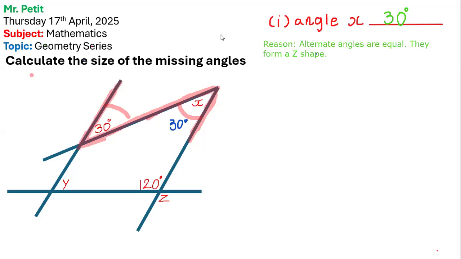Yes, sir. All right, what is the measure of angle X? What is X equal to? 30. Why is X equal to 30 degrees? Because alternate angles are equal. What shape do alternate angles form? They form a Z shape. Very good. All right, next. Let's go ahead and do the other angle.